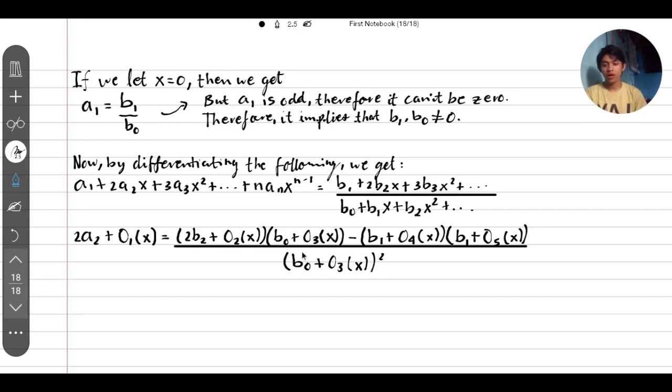Right now, I'm going to use the manner of the previous one. So let us just let x be equal to 0.